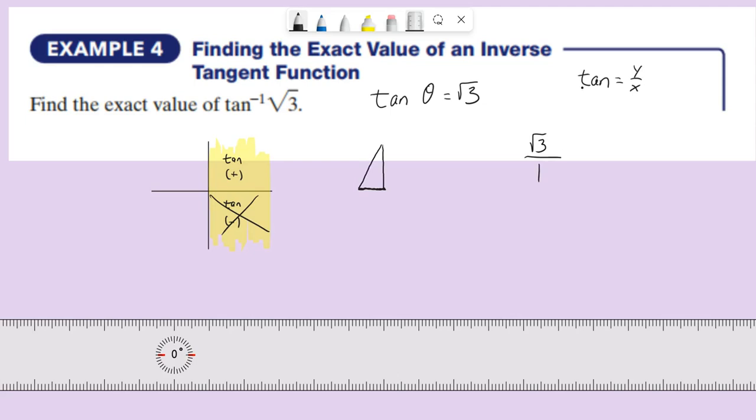So this would be root 3 over 2, right? This would be 1 over 2. And if we say, hey, what's y over x? Well, we could just reduce that to root 3 over 1, which can be reduced to root 3. So we found it. What angle is that? Well, that's obviously a 60-degree angle, and that's going to be pi over 3. So the exact value of the inverse tan of root 3 is pi over 3 radians.